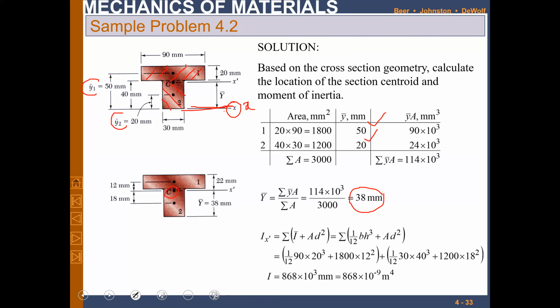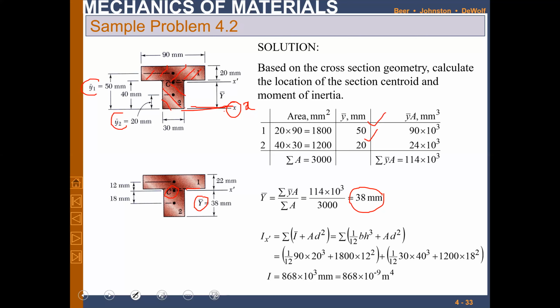And it is a little bit below from this surface. This surface is from the bottom. This was 40. Now it is at 38, right? A little bit lower than the existing one. So the centroid is not exactly existing at the center of this shape. It is somewhere at 38 from the reference, right? So this is the y bar of this whole shape, that is at 38.